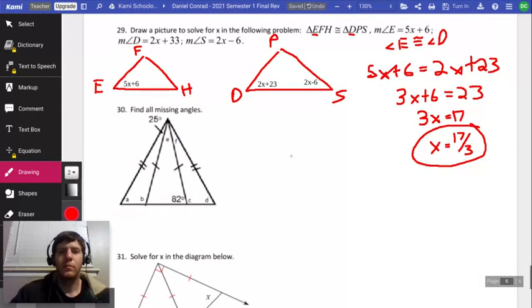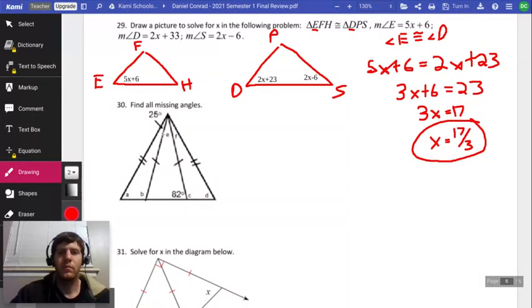Right, number 30 here. Okay, so this is isosceles, so this is going to be 82. Okay, these are a linear pair. So we know 180 minus 82 is going to be 98. Right, so we know angle B here is 98. Okay, and then angle C is going to be the same thing. That's a linear pair, so that's 98.